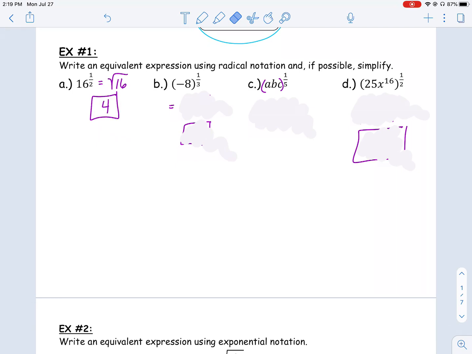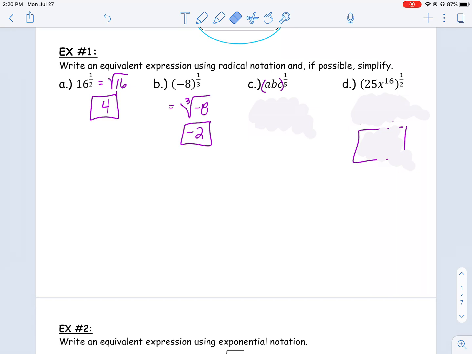So I can say that 16 to the 1/2 power is equal to 4. Okay, what about negative 8 to the 1/3 power? We can convert that into radical notation and really say that I have the cube root of negative 8. You notice that my negative 8 has parentheses, so I'm going to make sure that the whole thing goes underneath that cube root. And what number multiplied 3 times by itself gives me negative 8? Well, I can say that negative 8 to the 1/3 power is the same thing as negative 2.